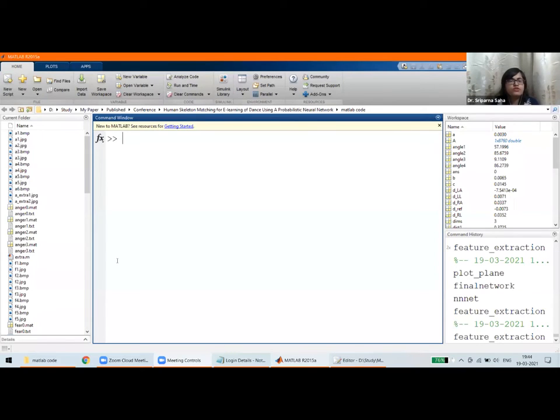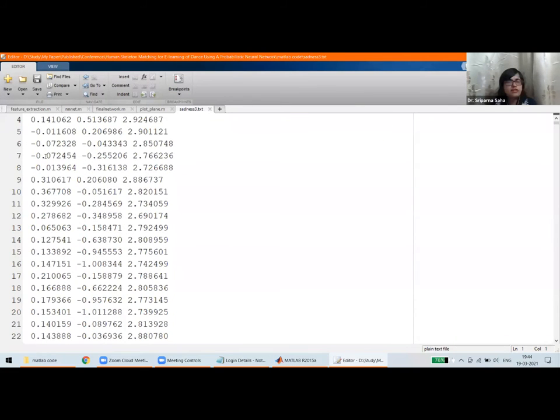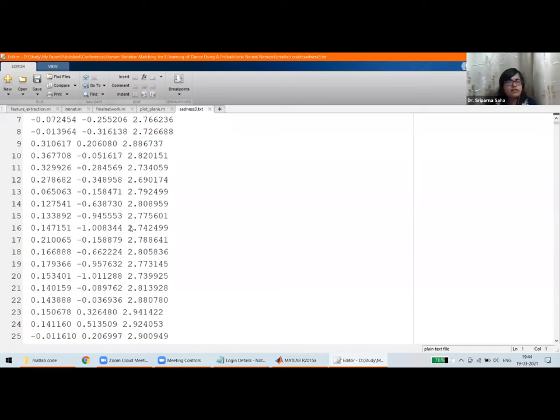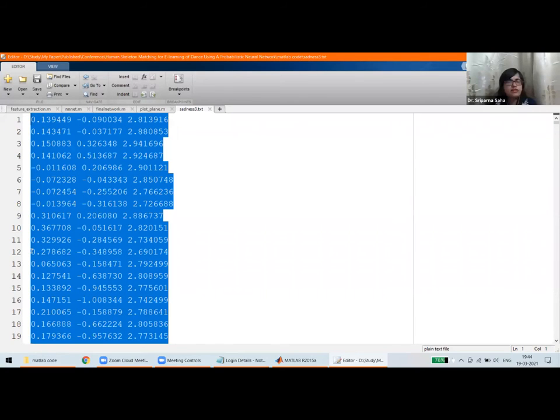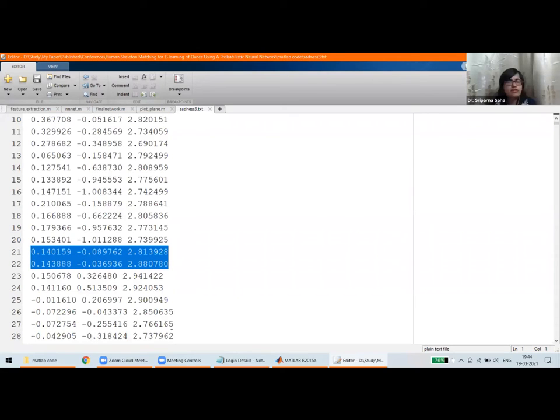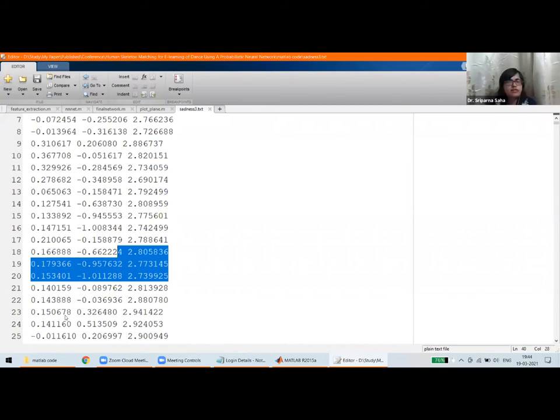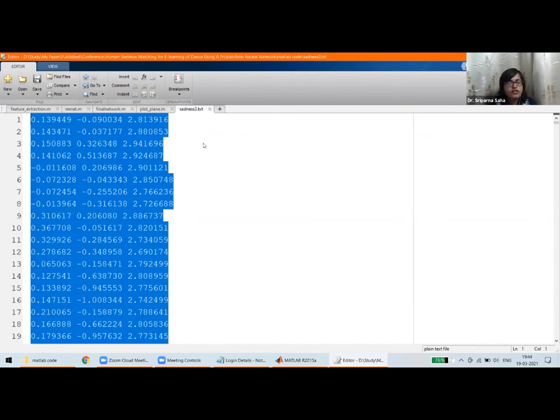So you can just check how the data is being recorded by the Kinect sensor. This is the X, the Y, and this is the Z coordinate values for each of the body joints. So this is the 20 body joint coordinates for one particular joint. After that, from 21, the second frame data for 20 body joint coordinates is there. So this is the second frame data. This is the first frame data for 20 body joint coordinates in 3-dimensional space. This is the second frame. So this is how the data is there.